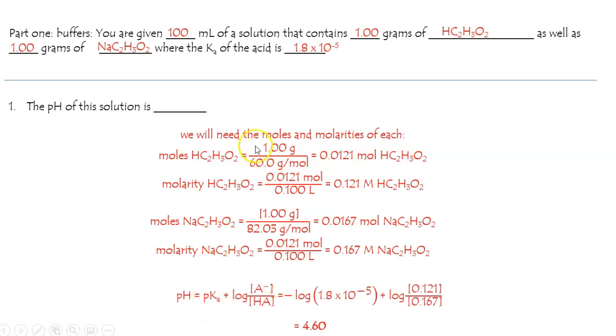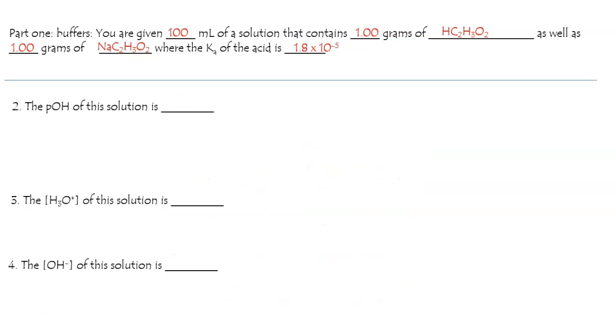The negative log of the Ka is the pKa, which is 4.74. The concentration of the acetate is calculated as 0.121 molar. The acetic acid is 0.167 molar. This should have a pH of 4.6. The pOH would be enough to bring it up to 14, which is 9.4.